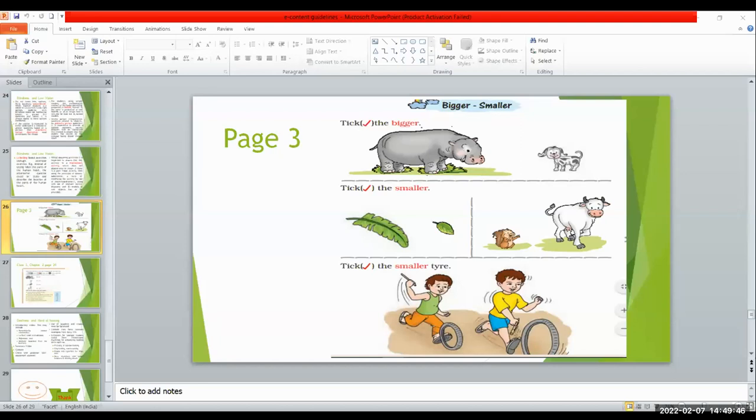How do I make this particular page accessible to a child who is not able to see when I am teaching in online mode?